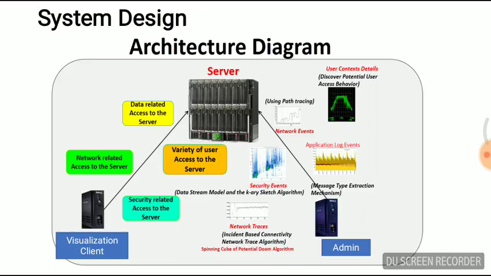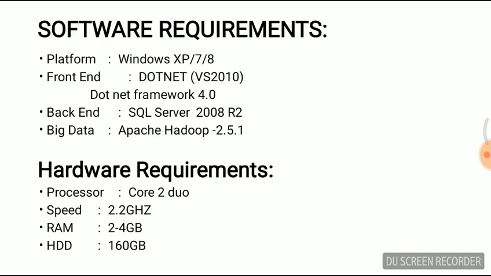User context detail means how many users are logging in to our page. The Hadoop page application log event and message type extraction mechanism will be stored in a server. All databases are stored in a server, the cloud server. Software requirements: platform Windows XP, 7 and 8, front end .NET version 2010, .NET Framework 4.0, backend SQL Server 2018, Big Data Apache Hadoop. Hardware requirements: processor Core 2 Duo, speed 2.2 GHz, RAM 2 or 4 GB, HDD 160 GB.